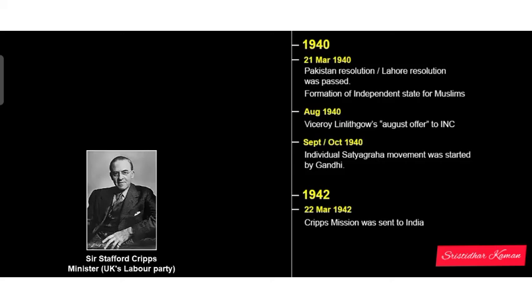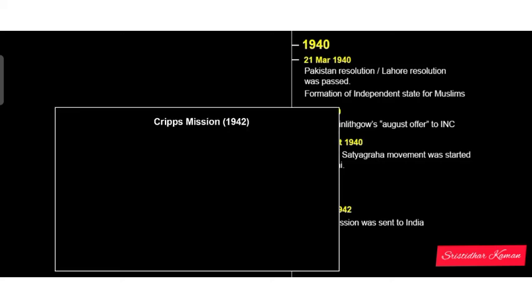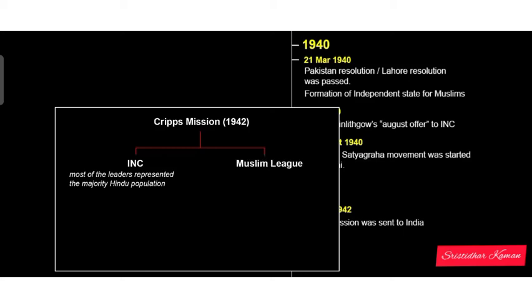The mission was headed by a senior minister, Sir Stafford Cripps. Cripps was sent to India to negotiate with the Indian National Congress leaders. Most of these leaders represented the majority Hindu population and the Muslim League, who represented the minority Muslim population. Cripps said that the British government was willing to offer India complete dominion status once the war was over. Dominion status means semi-independence from the British Crown, for example Canada and Australia.